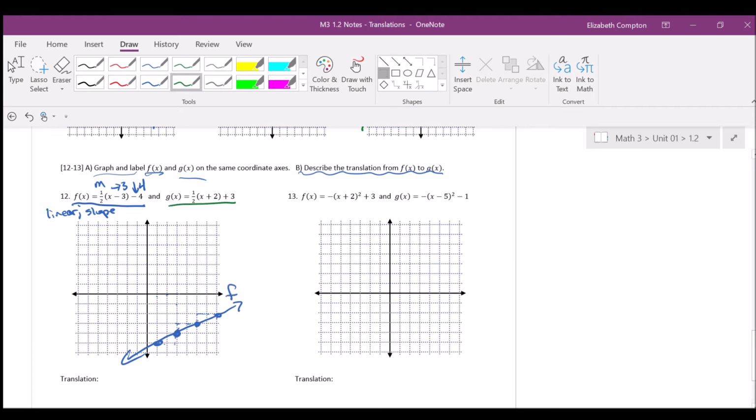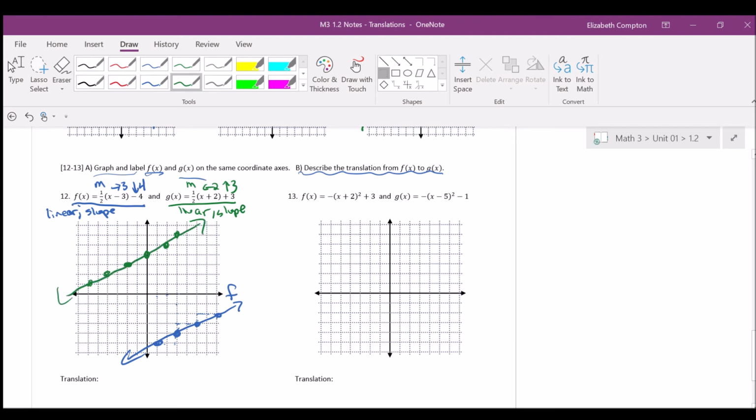I'm going to do G in green. Notice this is also linear. This is left 2, up 3. Key point 0, 0, left 2, up 3. Linear, I also need slope. My slope is 1 over 2. So up 1 over 2, up 1 over 2, up 1 over 2, down 1 over 2, down 1 over 2.